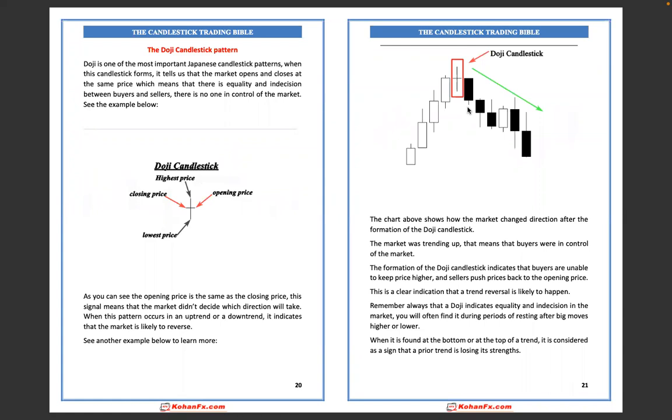On that note, what I mean to say is that we are going to see a lot of dojis in the market. We are not going to use all of them. We are only going to consider the ones around key levels. You get it? Great.